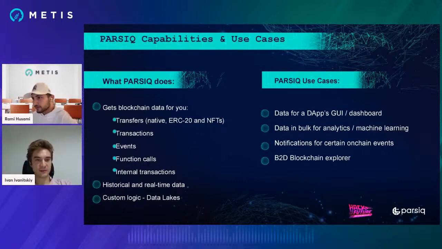PARSIQ provides users, who are basically developers or blockchain companies, with blockchain data. It includes raw data such as transfers, native transfers, ERC20 and NFTs, and transactions, including internal transactions like transactions between smart contracts and between EOA, external addresses, as well. It provides information about the events with all the logs and function calls and all the other stuff.